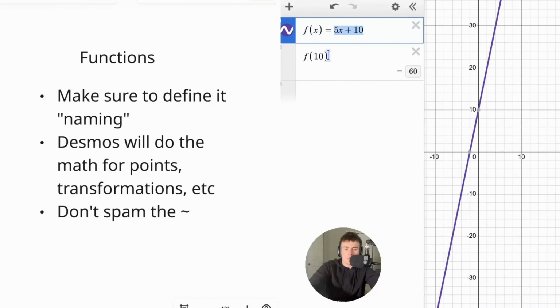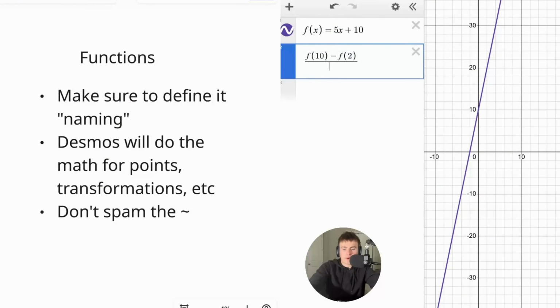So let's say f of 10 minus f of 2, all divided by f of 1000, or something. You could do this because it knows exactly what numbers to put and where to put them. It's putting 10 here, 2 here, 1000 there, and doing all the math, right? So you need to make sure you define it properly.